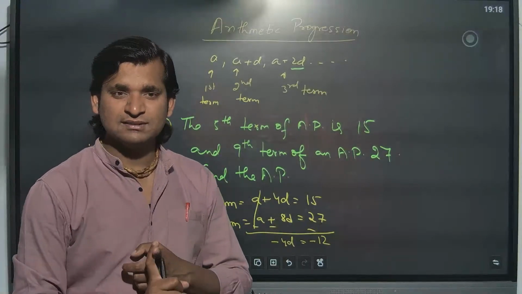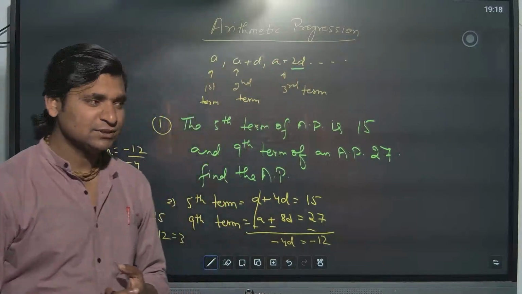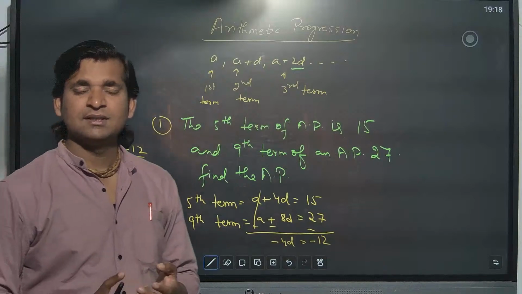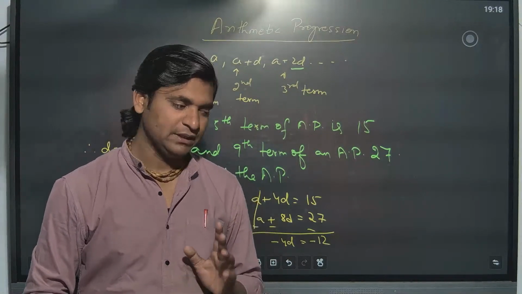Okay. So in this chapter, only two formulas are there. First, you have to learn the general form. The general form is nothing but a, a plus d, a plus 2d, and so on. Then the nth term of the AP. Then you have the sum of n terms of the AP.